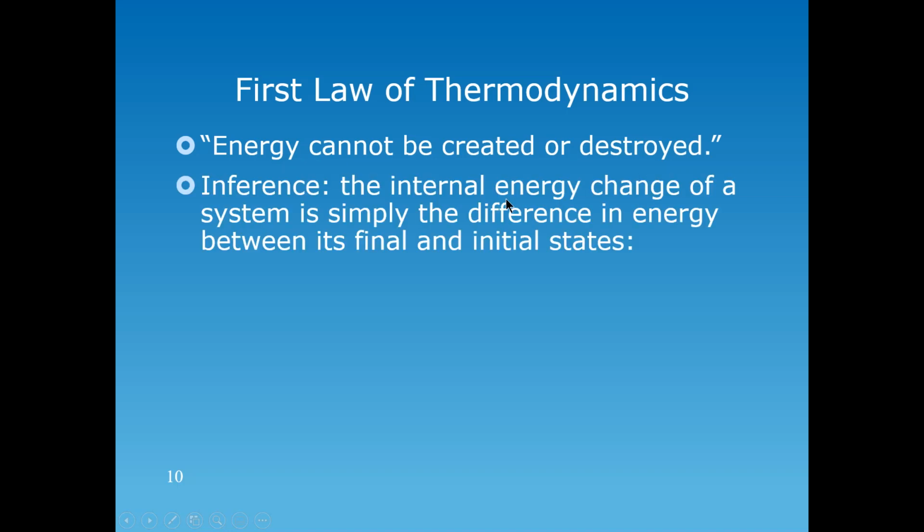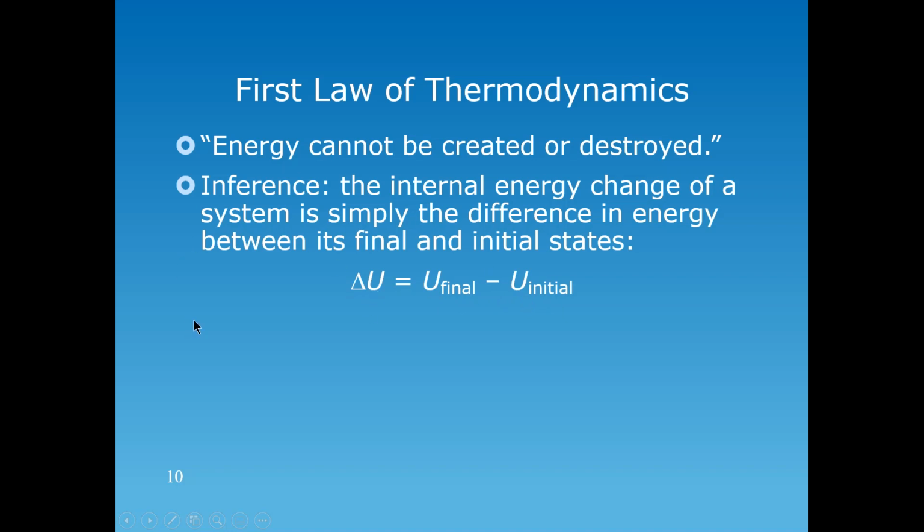Now, there are a couple of things we can conclude based on this law. One is that the internal energy change of a system is simply the difference in the energy between its final and initial states. In other words, the change in internal energy is equal to the final internal energy value minus the initial internal energy value.